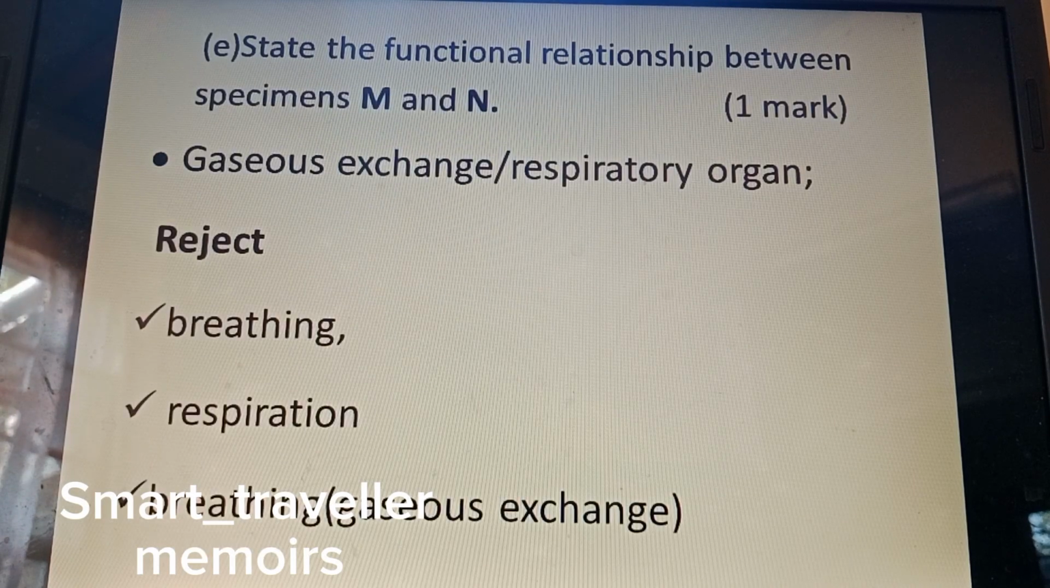E. State the functional relationship between specimen M and N. Gaseous exchange, or you just say it is a respiratory organ, and you get your 1 mark. Reject breathing, respiration, or gaseous exchange. You say breathing, then in brackets you say gaseous exchange. Those ones are going to be rejected. It is for gaseous exchange, respiratory organ. If somebody puts the word breathing there, 0.